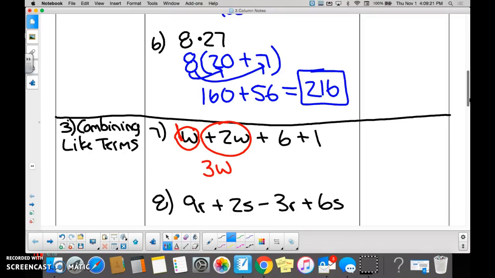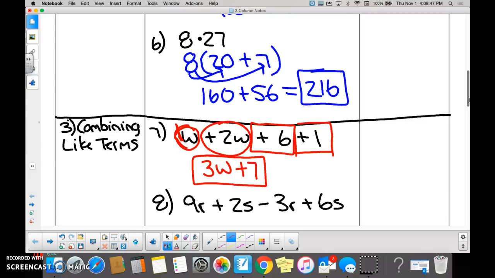And then, as you know, positive 6 and positive 1, been doing this your whole life, can be added together to give you a 7. So, combining like terms in this instance would be W plus 2W and 6 plus 1. And together we have simplified that long 4-term expression into a 2-term expression that would mean the exact same thing, 3W plus 7.